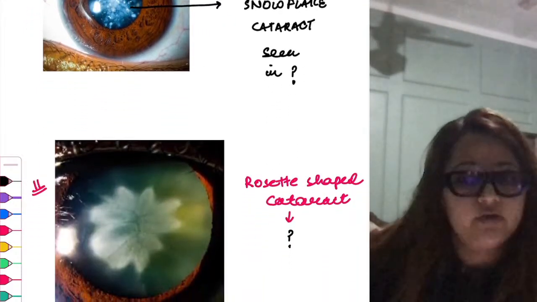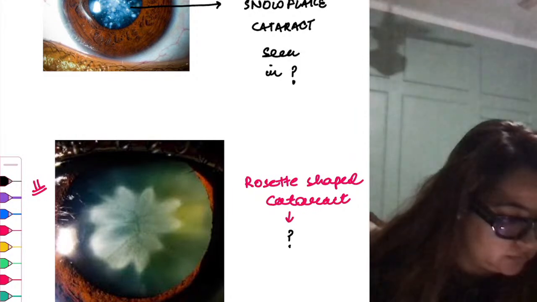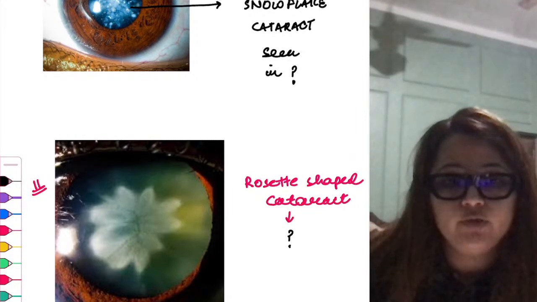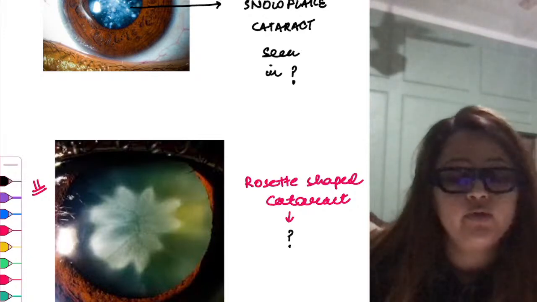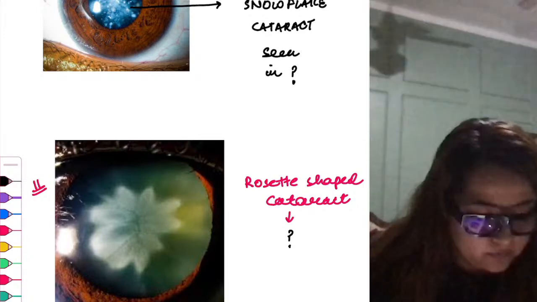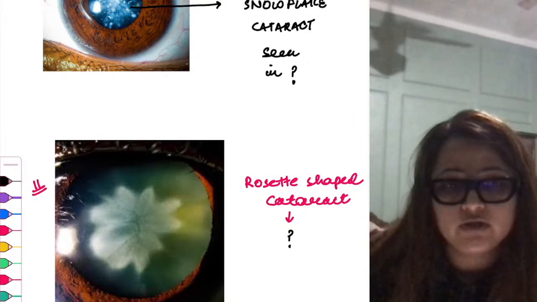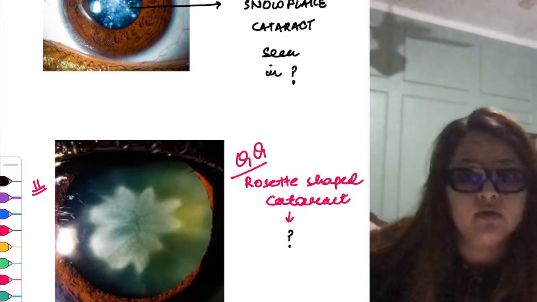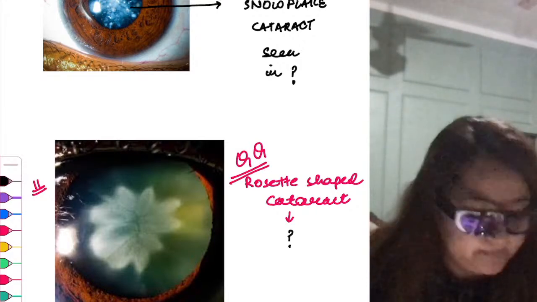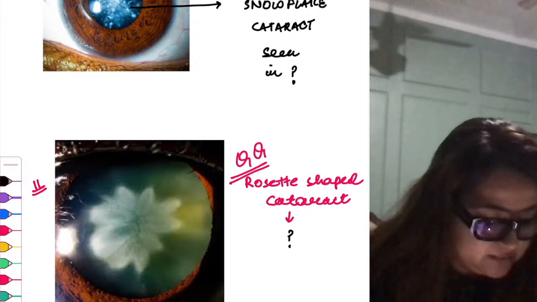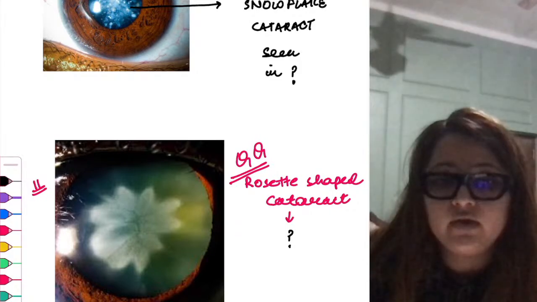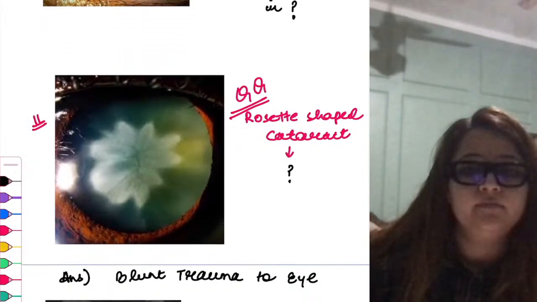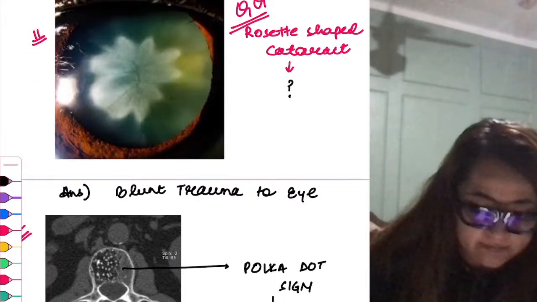What are you able to see here in this picture? If you are given a picture like this, which condition will you mark? This is a rosette shaped cataract. In which condition do you see a rosette shape? This is very high yield. It has been asked several times. Rosette shaped cataract is seen in case of blunt trauma to the eye. Keep this point in mind.